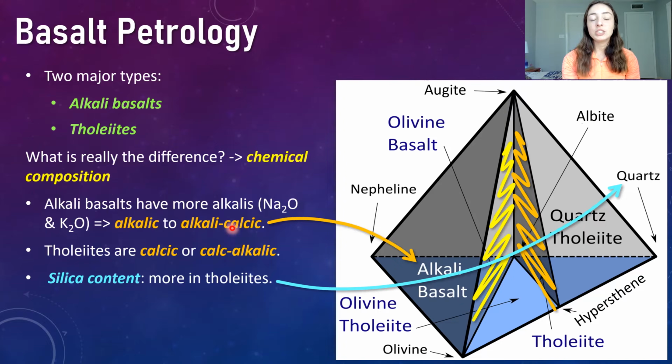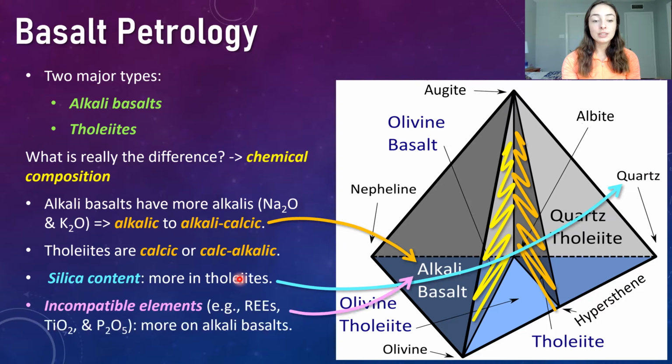But alkali composition is not the only difference between the two. Silica content is also different. There's more silica, especially in the form of quartz, in tholeiitic basalts than alkali basalts. And lastly, there are more incompatible elements, such as rare earth elements, titanium dioxide, and phosphorus oxides, in alkali basalts than tholeiitic basalts.